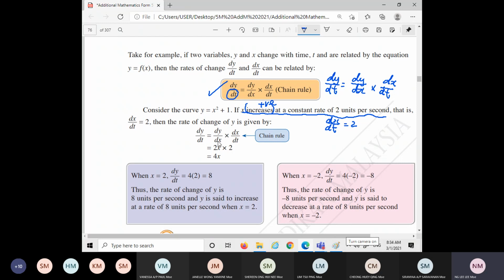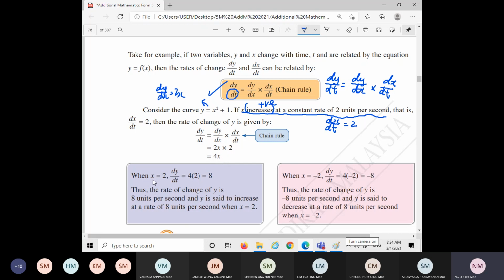How do we do this? So I need dy/dx, and I need dx/dt. dx/dt is already here, so I need dy/dx. Therefore, I need to differentiate this. Just differentiate this. dy/dx, you will get 2x. Therefore 2x times 2, so 2 times 2, 4x.